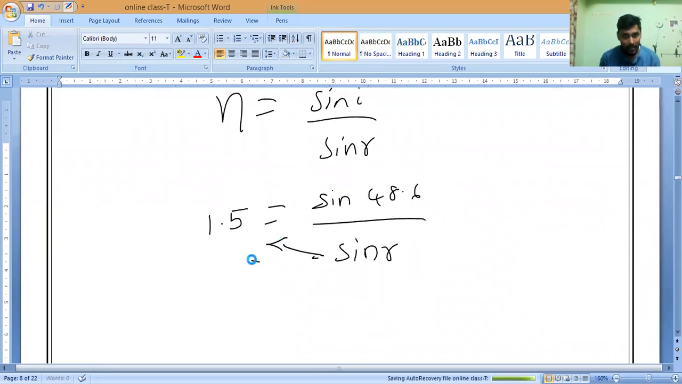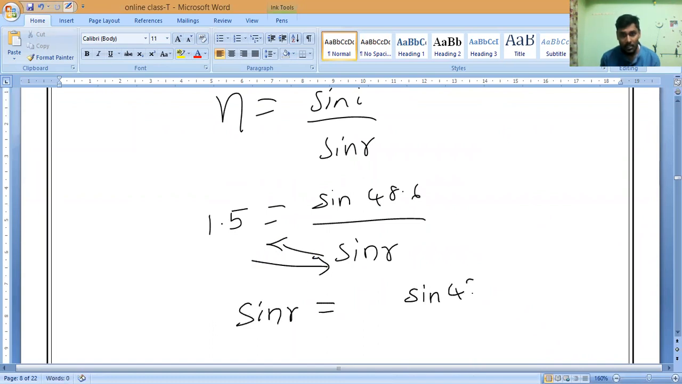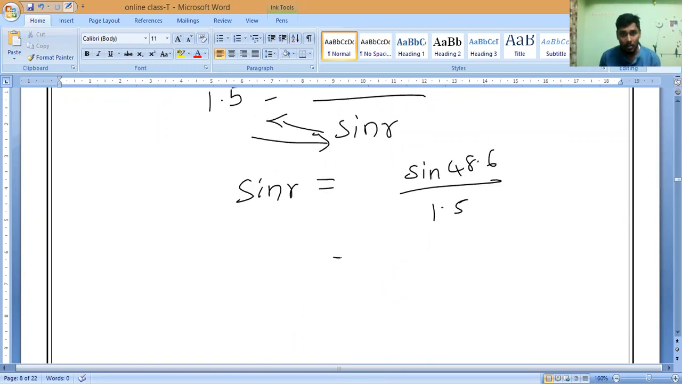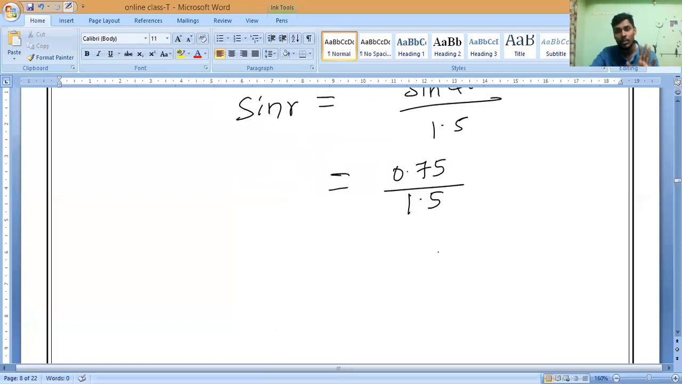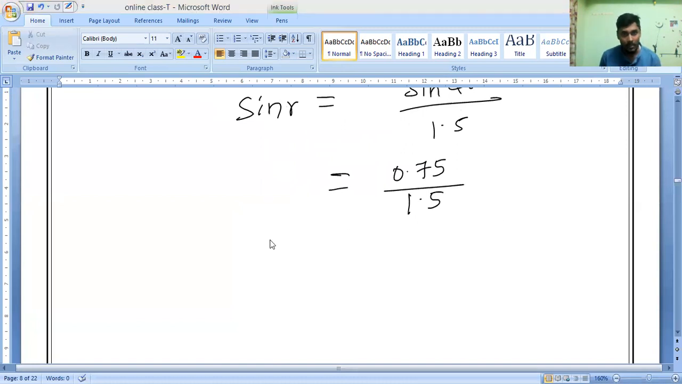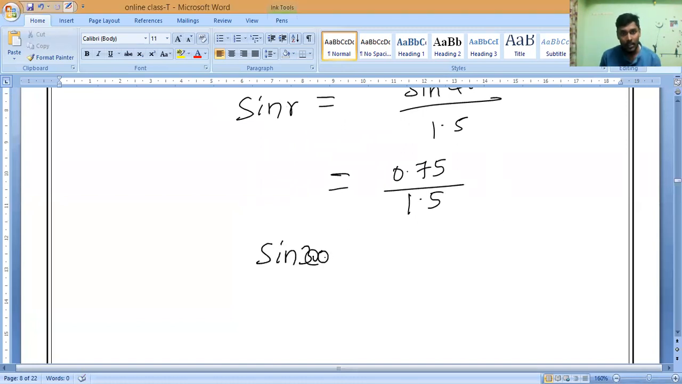So bring sin r this side and 1.5 the other side. Sin r is equal to sin 48.6 divided by 1.5. You need not waste time in the exam like this; directly you can proceed. The sin 48.6 value they have given down in the hint, 0.75. If it is a non-perfect value, definitely they will give it, 100%. I am sure, because in 12th class only we study how to calculate values other than this table. So be very careful. Sin r is equal to 0.75 divided by 1.5.